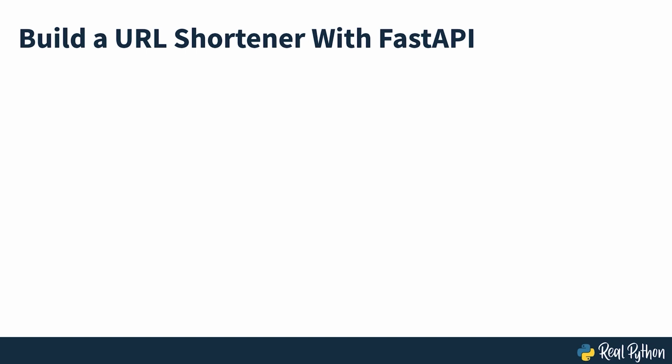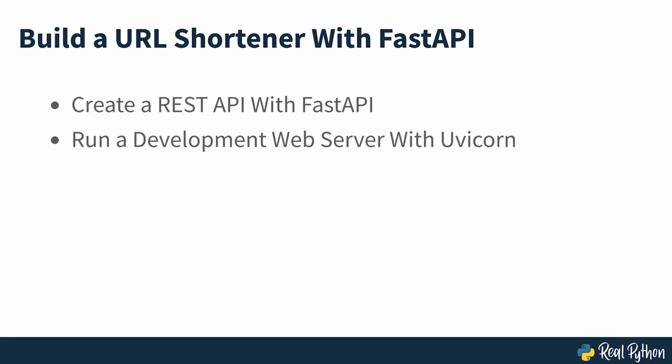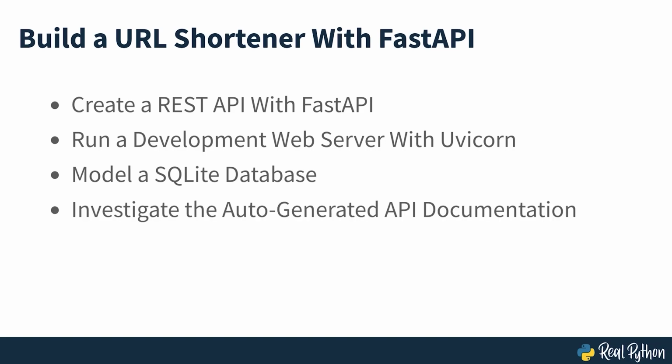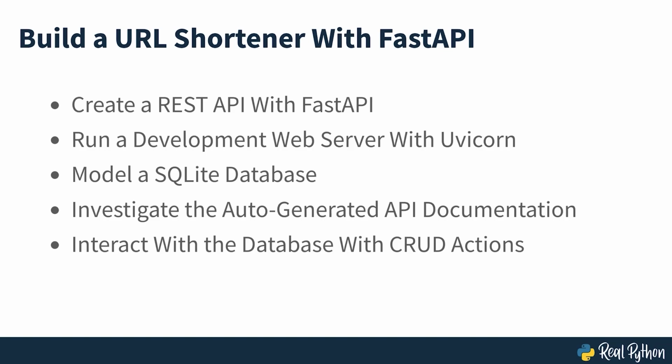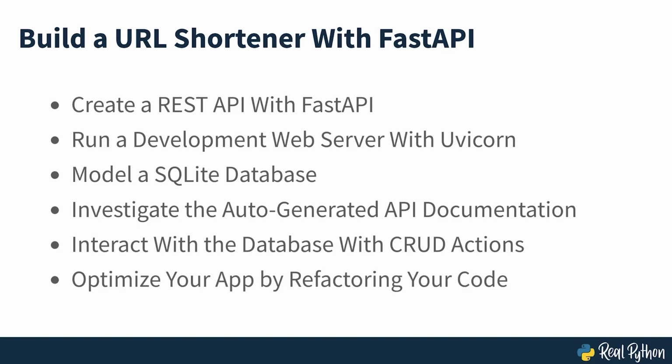In this course, you'll learn how to create a REST API with FastAPI, run a development web server with Uvicorn, model a SQLite database, investigate the auto-generated API documentation, interact with the database with CRUD actions, and optimize your app by refactoring your code. This URL shortener project is for intermediate Python programmers who want to try out FastAPI and learn about API design, CRUD, and interaction with a database.